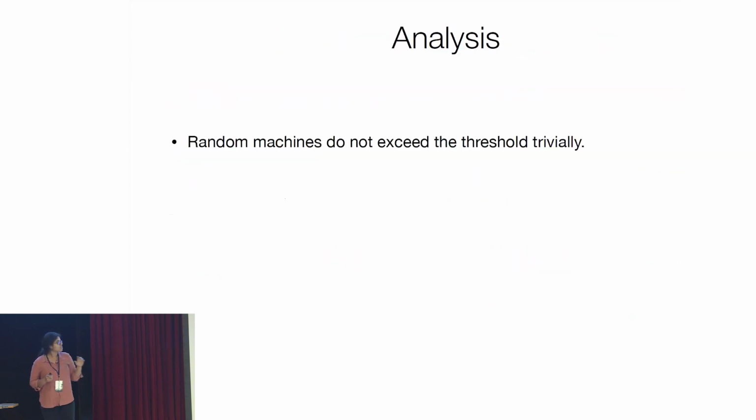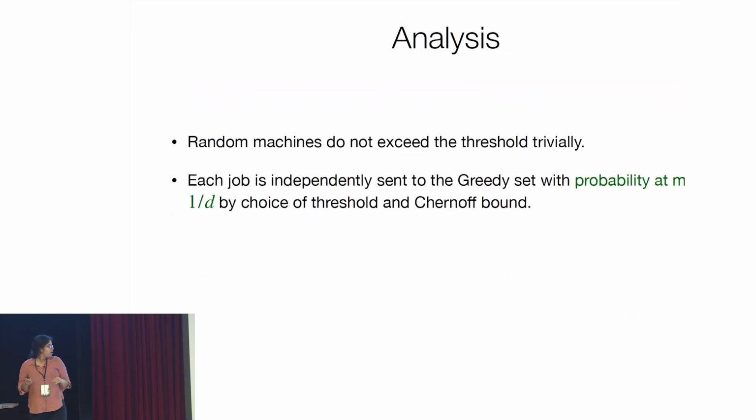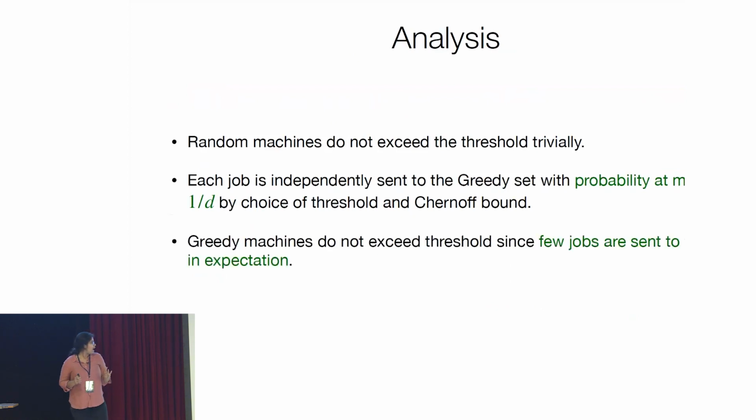So this is just an analysis sketch of the insertion-only algorithm. We'll talk about it in more detail once we build up on it for deletions. For the random machines, we're already setting the threshold so that nothing is violated, and any job is going to be sent to the greedy set with very low probability, just 1 over D. Because of this, only a few jobs are sent to greedy to begin with, so we don't violate the threshold in the greedy set either. Does that make sense?